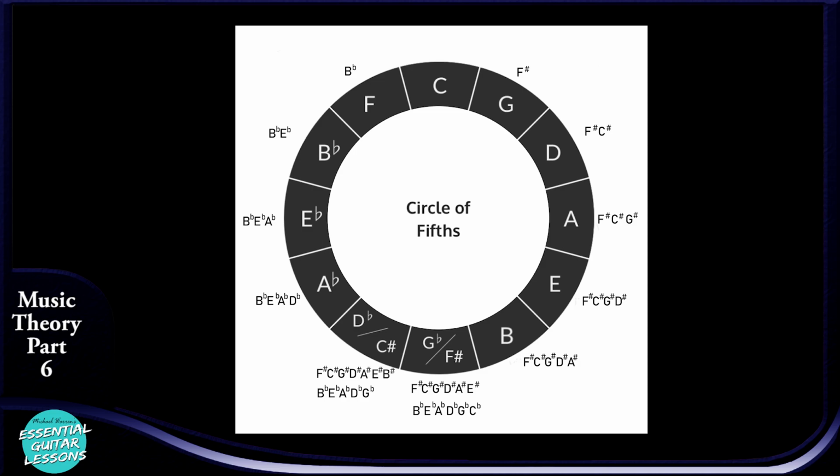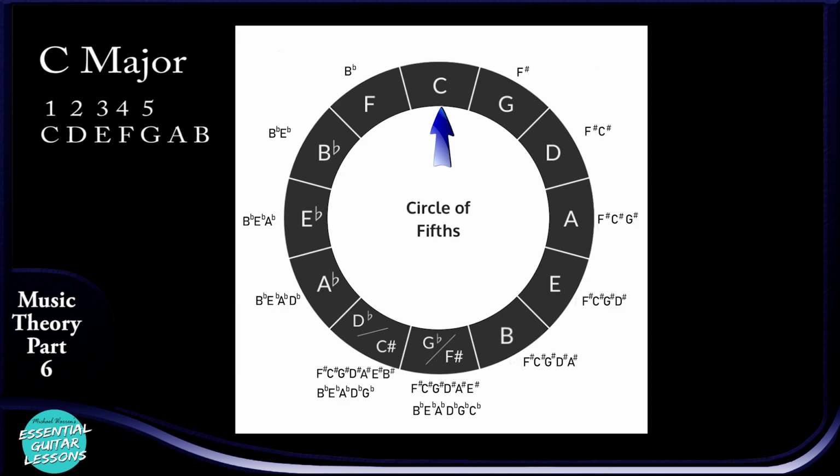So we start with C at the top because that has no sharps or flats. And going clockwise, we're going up a perfect fifth, like we did when we were going through our major scales in part 4. And we'll look at intervals in the next lesson. So we just count up 5 notes from the scale we're on. So from C, let's go C, D, E, F, G.